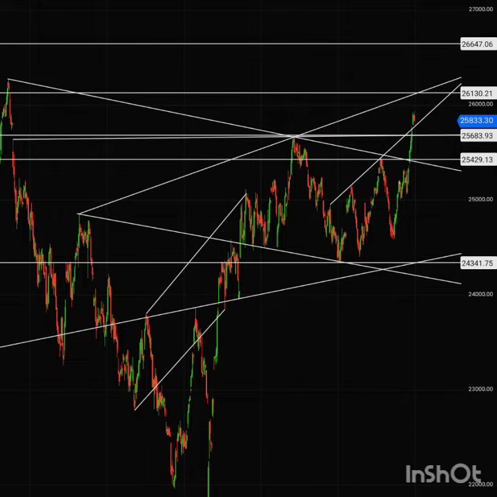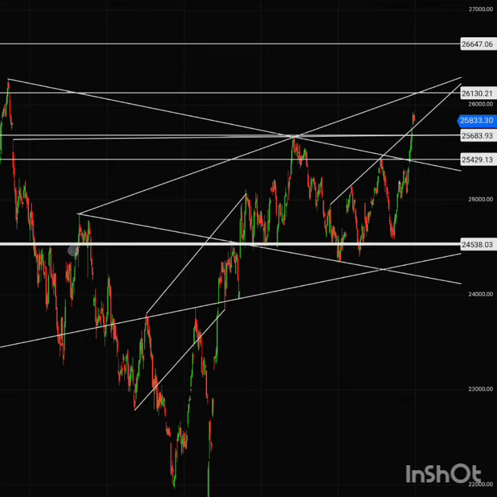The reason why, you can see, the previous move after an up and downtrend movement gave a breakout here. In one of the videos I mentioned this one, and it gave another breakout at this line, around the 24,500 range. So this is another reason for 24,400 to 24,500 acting as a resistance, sorry, support.